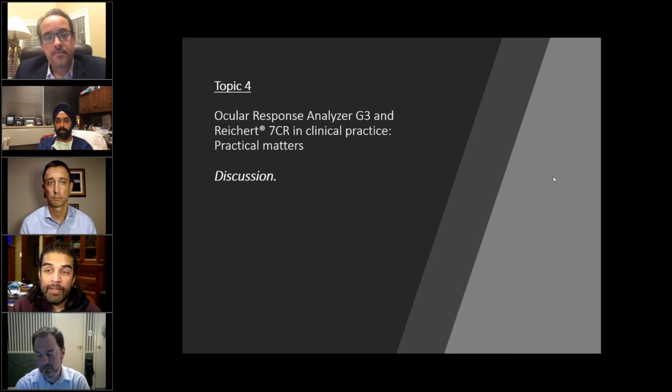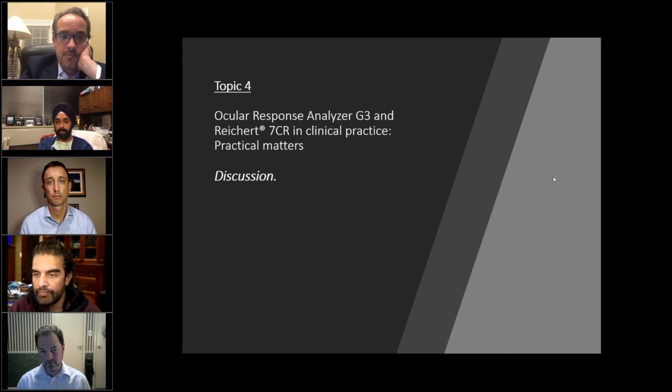Some questions about reliability. When do you worry about ORA accuracy with certain corneas, pathologies, or other findings, where you have to be concerned this may not be a reliable or accurate measurement? Whether it's corneal scars, corneal edema, Fuchs, or other pathology.